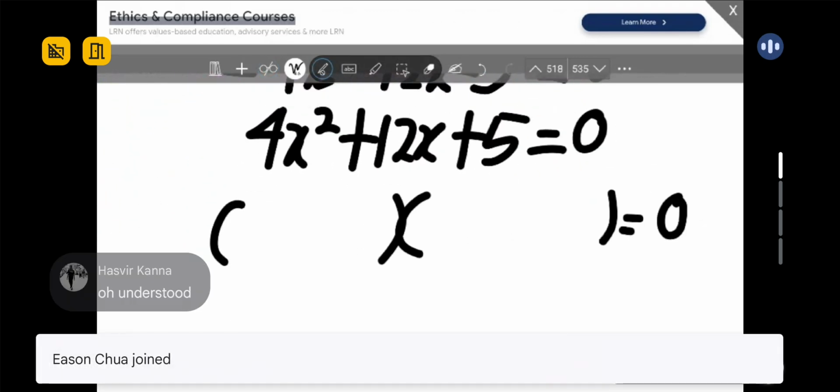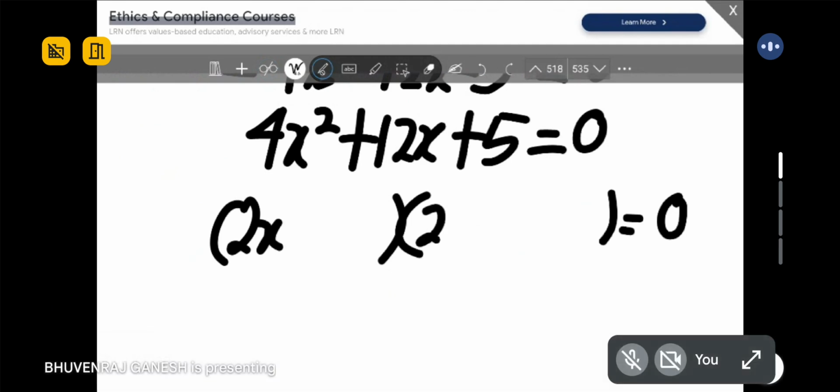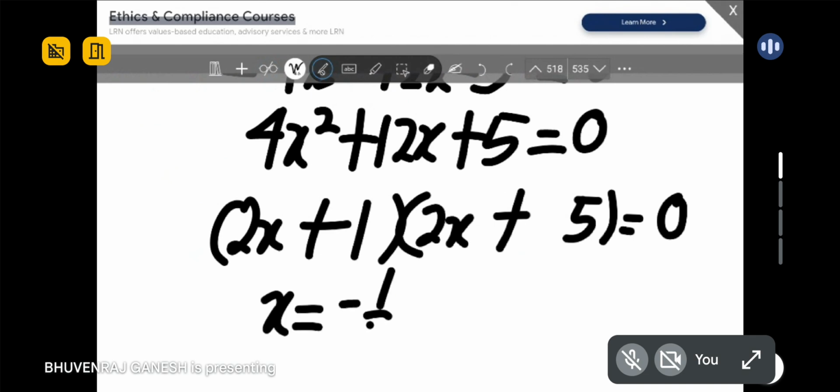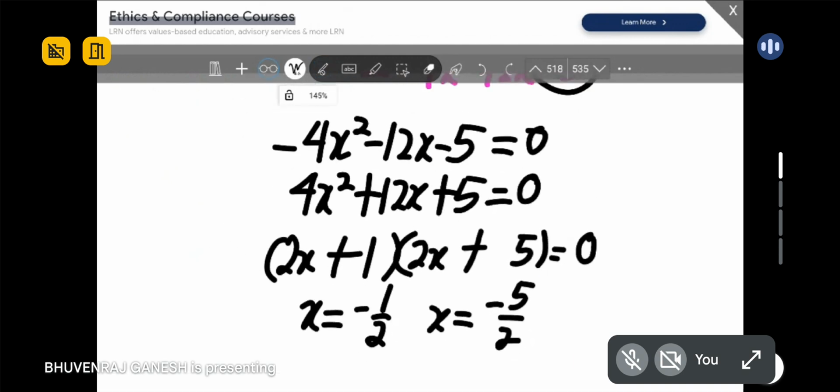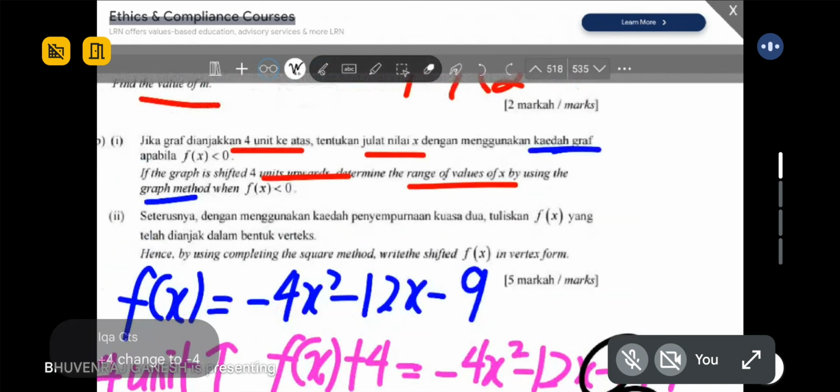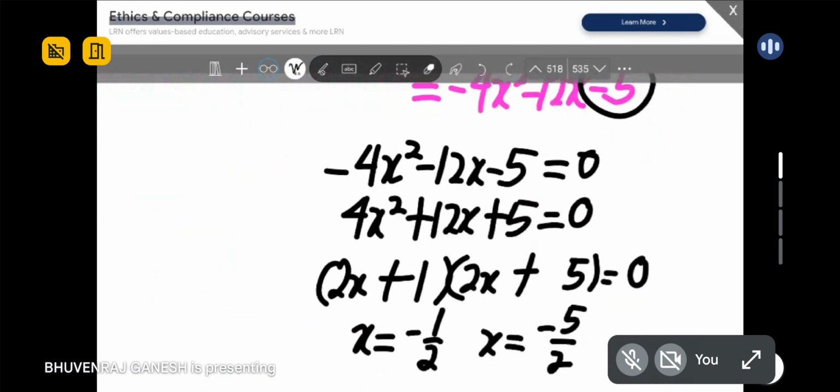Okay? So you just factorize this, factorkan. So you will get the factors. Okay, so x is negative 1/2, x is negative 5 over 2. These are your two roots, dua punca. Okay, so now guys, you see the question. The question is: determine the range, julat, of x for f(x) less than 0. Lebih kurang dari kosong.